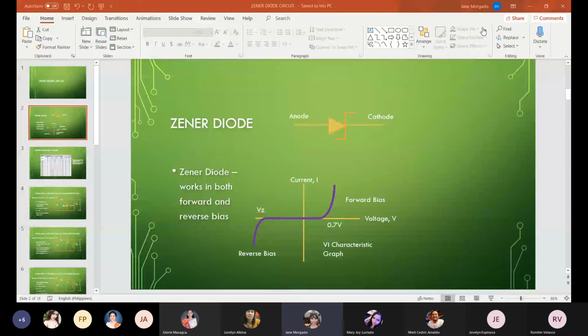So, yung LED natin at saka yung rectifier diode, it only operates on forward bias. Pagdating ng 0.7, on siya. Below 0.7, off. But Zener diode is unique because it conducts both in forward and reverse bias. May tatawag tayong VZ. Pag it is connected in reverse bias, the voltage across the Zener diode is equal to VZ.